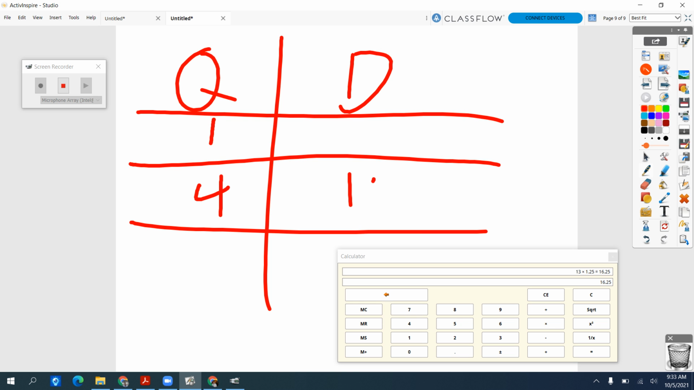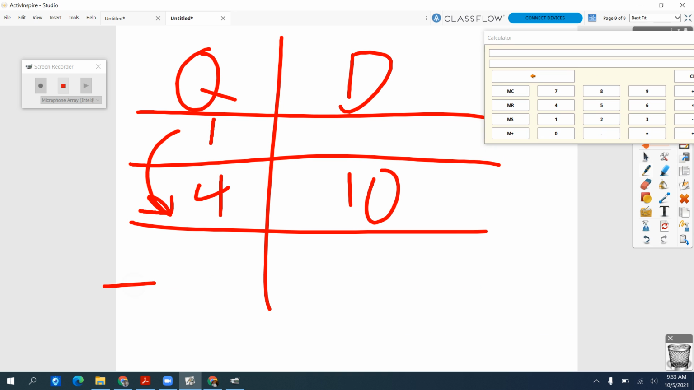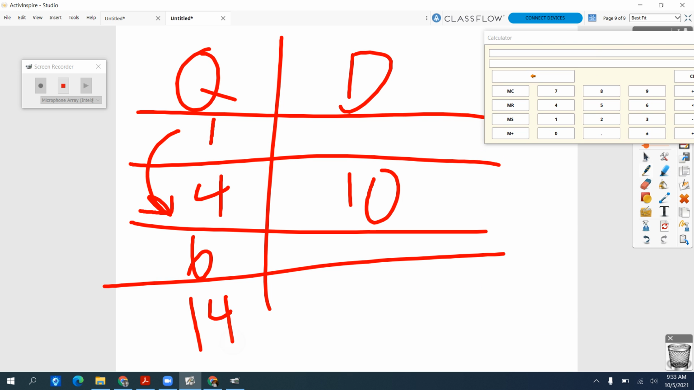Oh, I see a relationship automatically. I could figure out what I'm multiplying by, but I'm not going to. That's the only hint I'll give you. We know when there are 6 quarters, we don't know how many dimes there are, and we don't know how many dimes there are when there are 14 quarters. Okay, so pause the video, see if you can do it on your own.